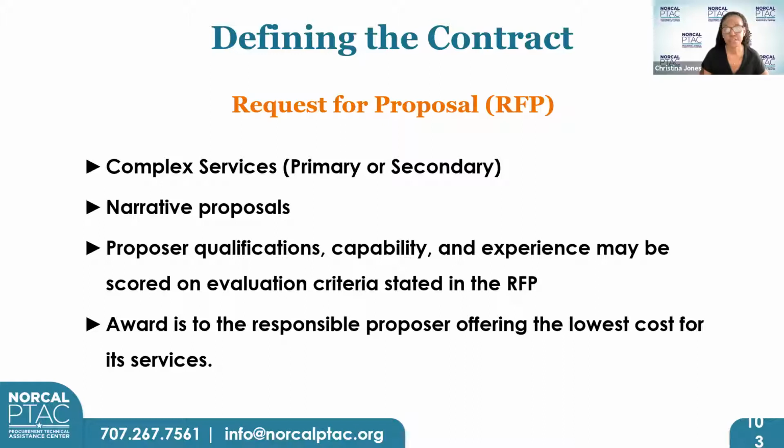And then it's still awarded to the responsible proposer offering the lowest cost for the services, but it's based upon first passing the test of qualifications, capability, experience, and so forth. Next slide, please.